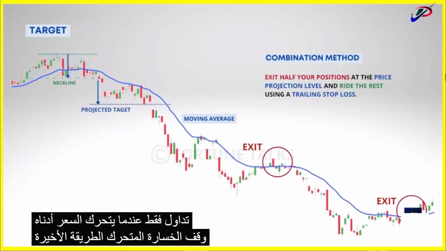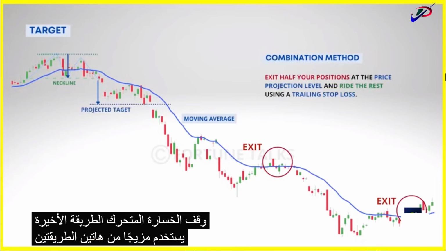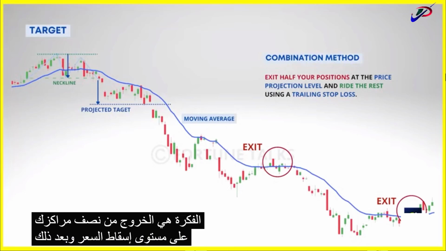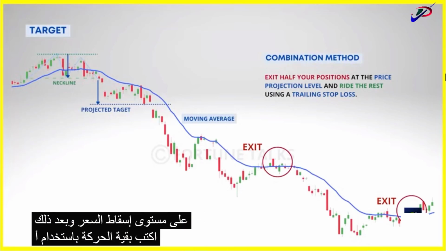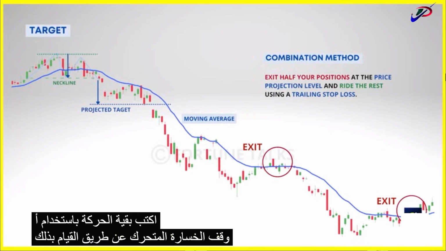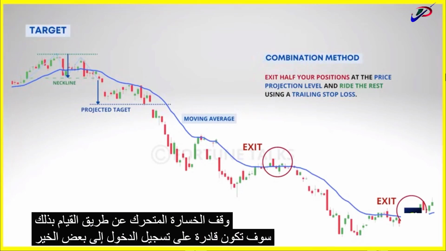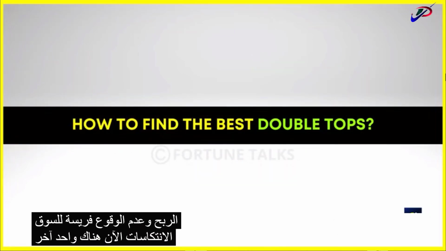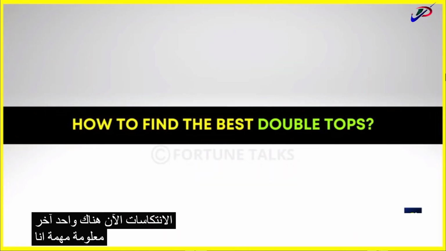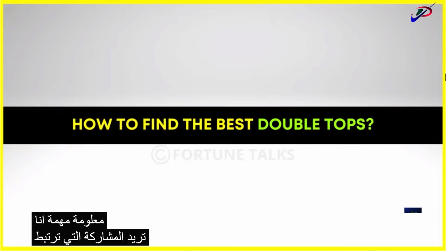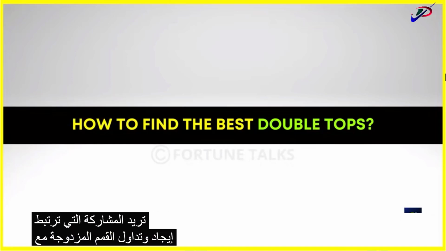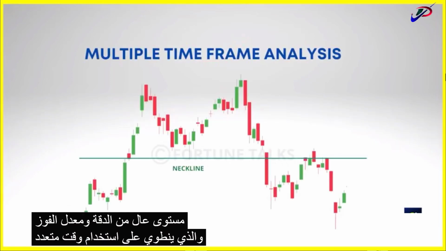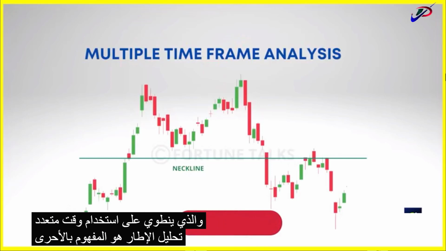Now the last method uses a combination of both these methods. The idea is to exit half your positions at the price projection level and then ride the rest of the move using a trailing stop loss. By doing this, you will be able to lock into some good profits and not fall prey to the market reversals. Now, there is one more important piece of information that I want to share, which is associated with finding and trading double tops with a high level of accuracy and win rate, which involves the use of multiple time frame analysis. The concept is rather simple.